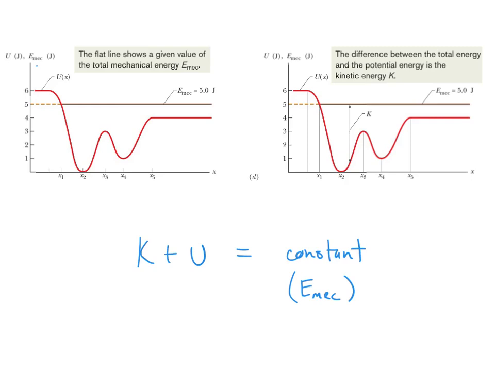How do we know it must turn around? Well, let's think about this. If the potential is 6 and the total is 5, how is that possible? What must the kinetic energy be in the beginning? You must be moving in the negative direction. It must be considered to be like a negative, or moving in the negative direction.